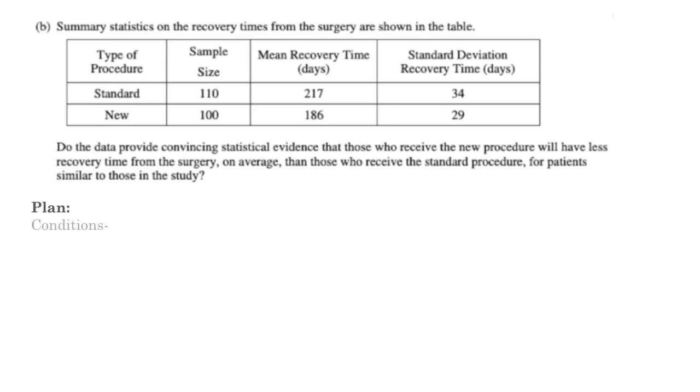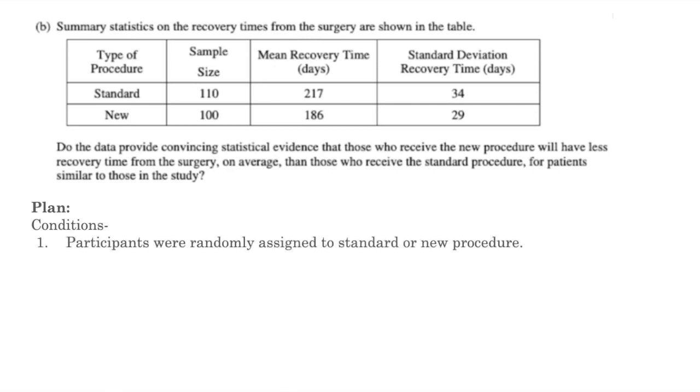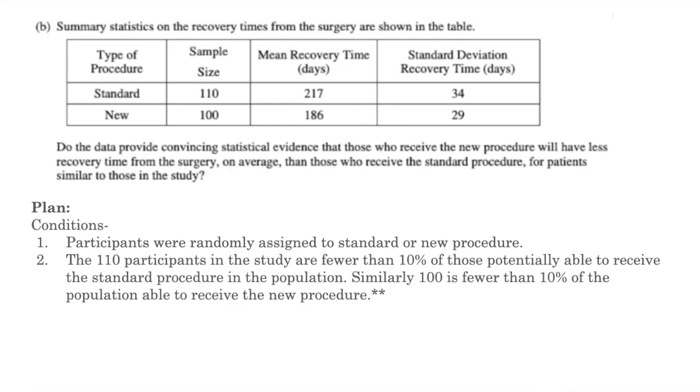This is where I check the conditions. So there are typically 3 conditions for inference. The first one is random sampling or random assignment within an experiment. Since this was an experiment, I'm going to say that participants were randomly assigned to the standard or the new procedure. The second condition, now I put a little asterisk after this.